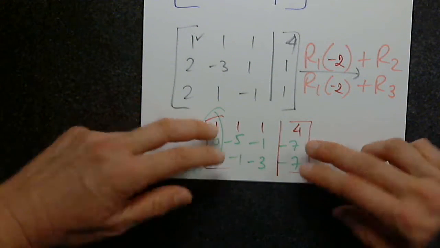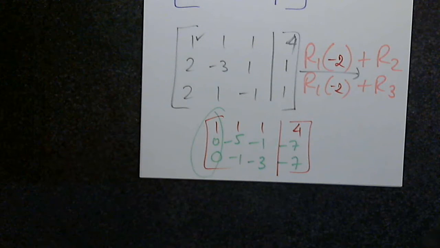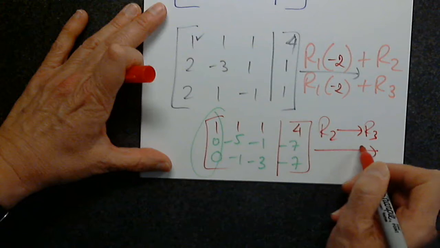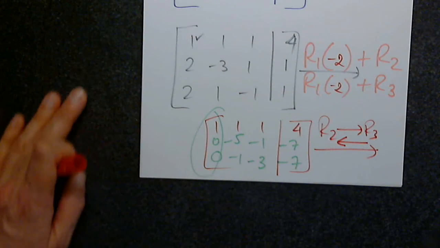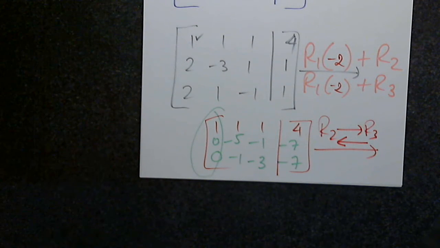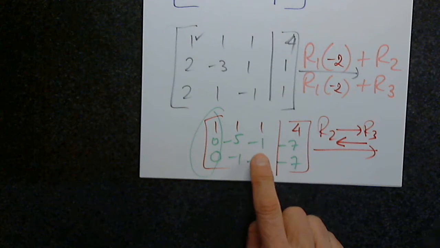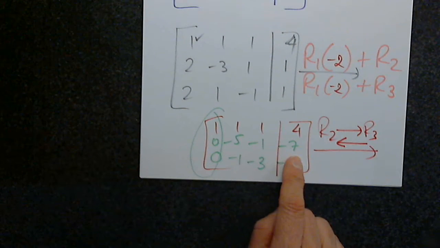So I will swap these two. Row 2 becomes row 3, and row 3 becomes row 2. And this is to get that 1. To get that 1, because otherwise I will have to divide both sides by negative 5, and I will have 1/5 and 7/5.